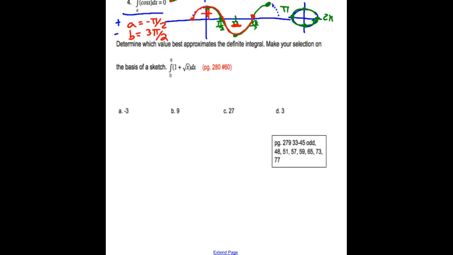This says, and this was multiple choice, this was in your book, number 60. You can see I'm picking some of the evens in here.